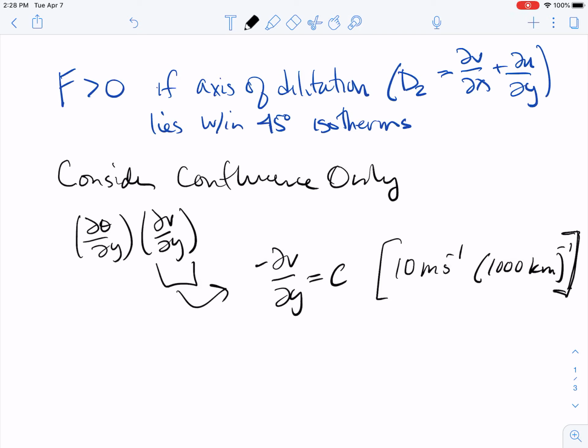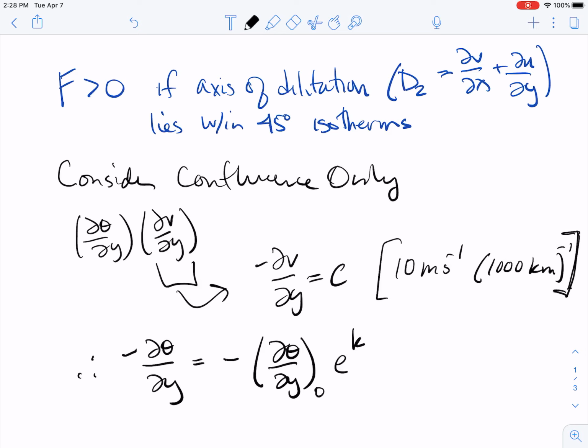And so if we make this assumption, we can then create a differential equation to help us solve this case, such that we can say our new gradient in y is equal to our original gradient in y, d theta dy naught, times e to the k sub t. Here, this k is our convergence term, our confluence term.